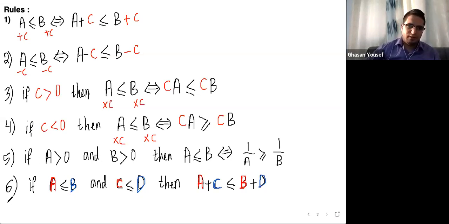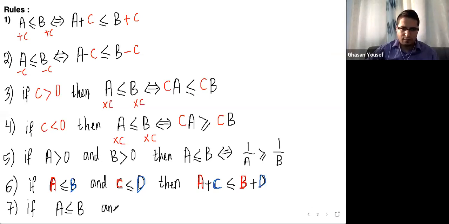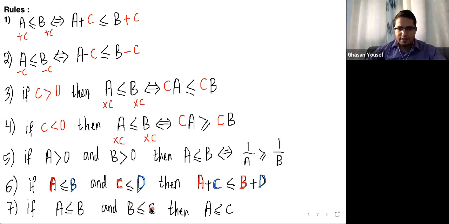For rule number 7: if A is less than or equal to B and B is less than or equal to C, then I can get the transitive, A is less than or equal to C. And this is the last rule: if A is less than B and B is less than C, then A is less than C.